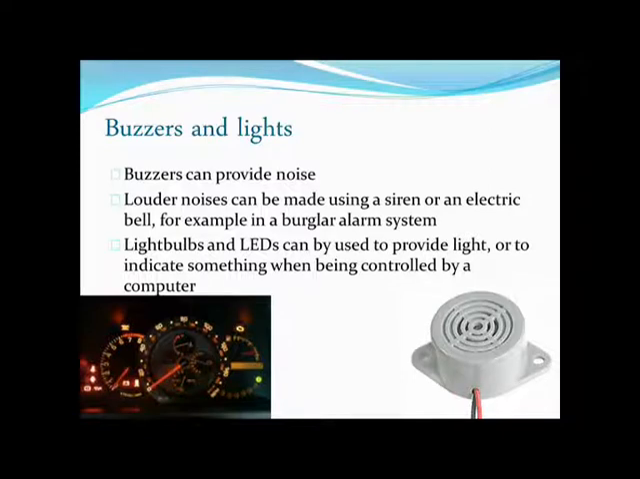Light bulbs and LEDs can be used to provide light or to indicate something. For example, computer-controlled lights are used in traffic lights, at music concerts, and in speedometers in cars. Lights are also used in car dashboards to show if there are any systems in the car that have problems.